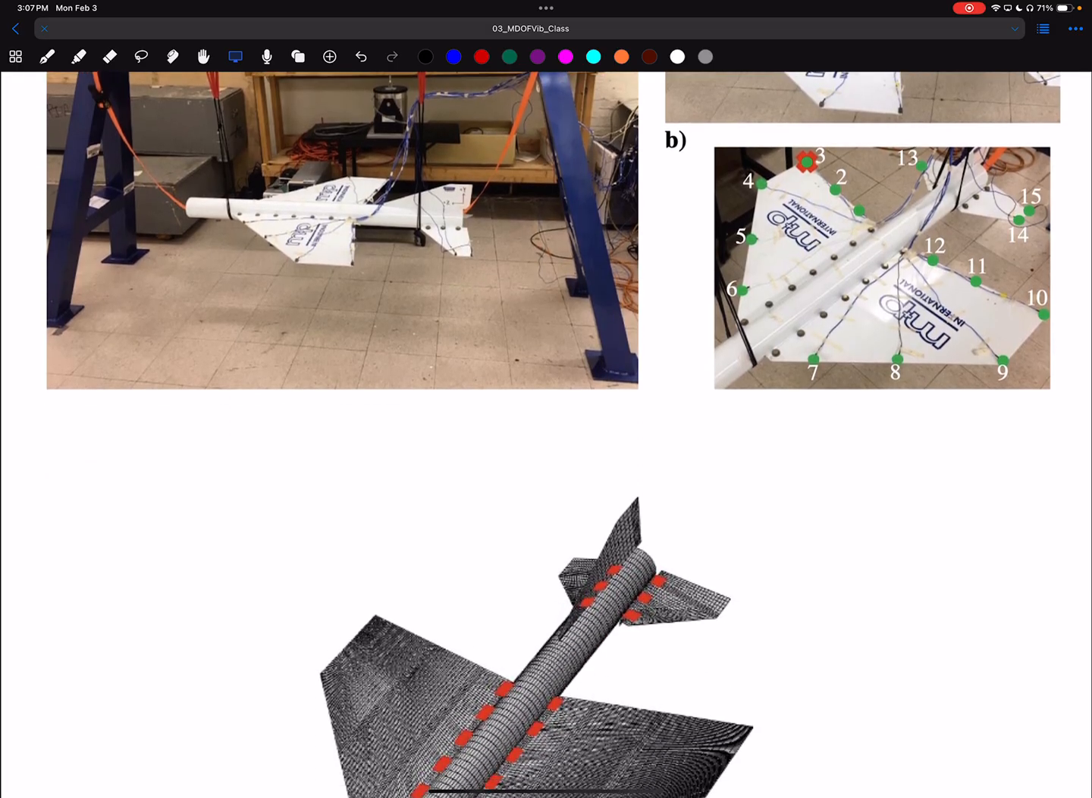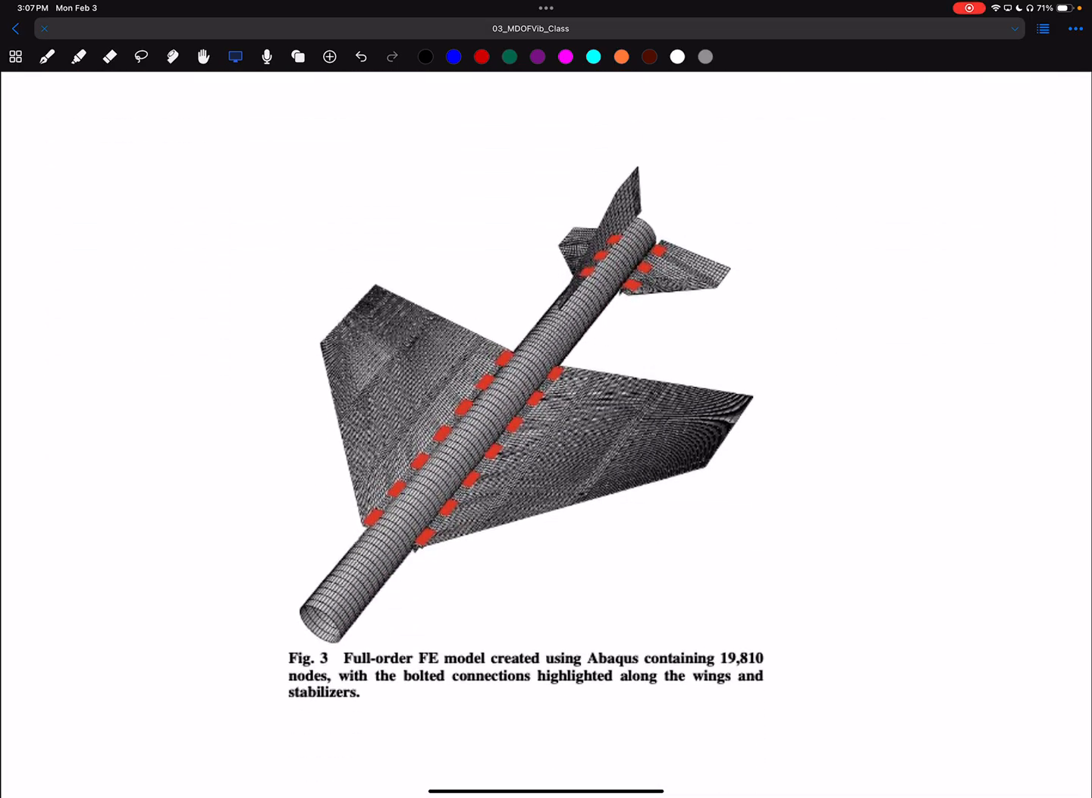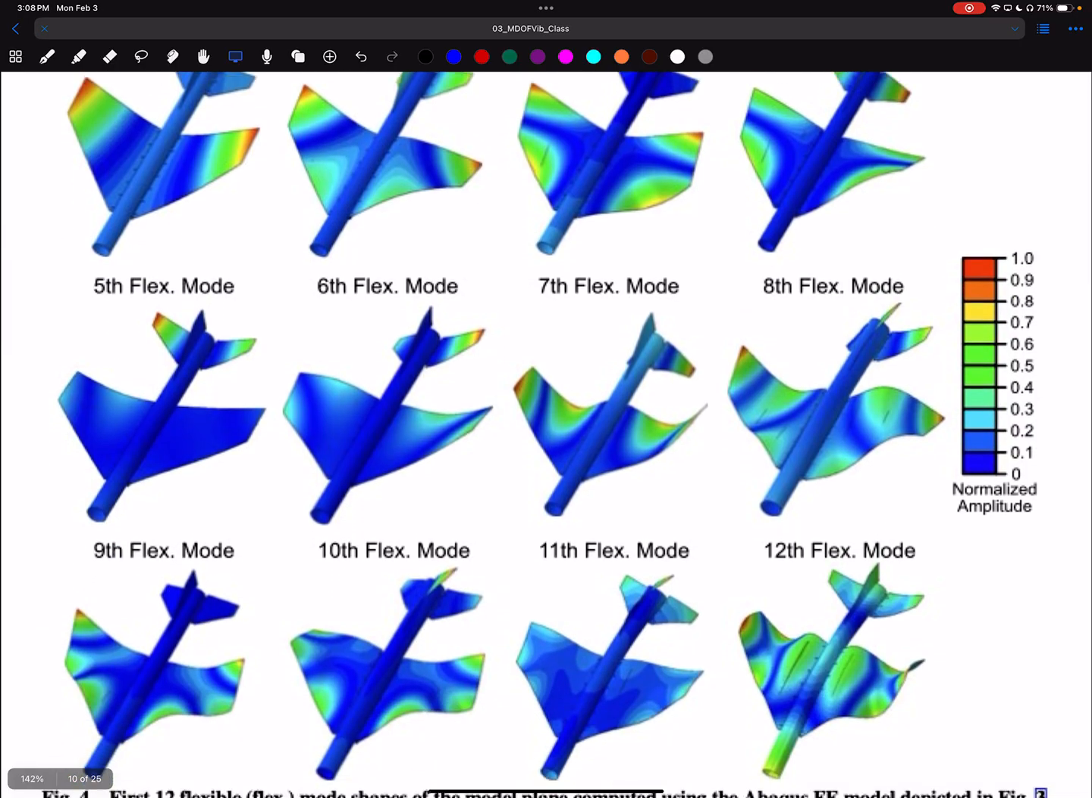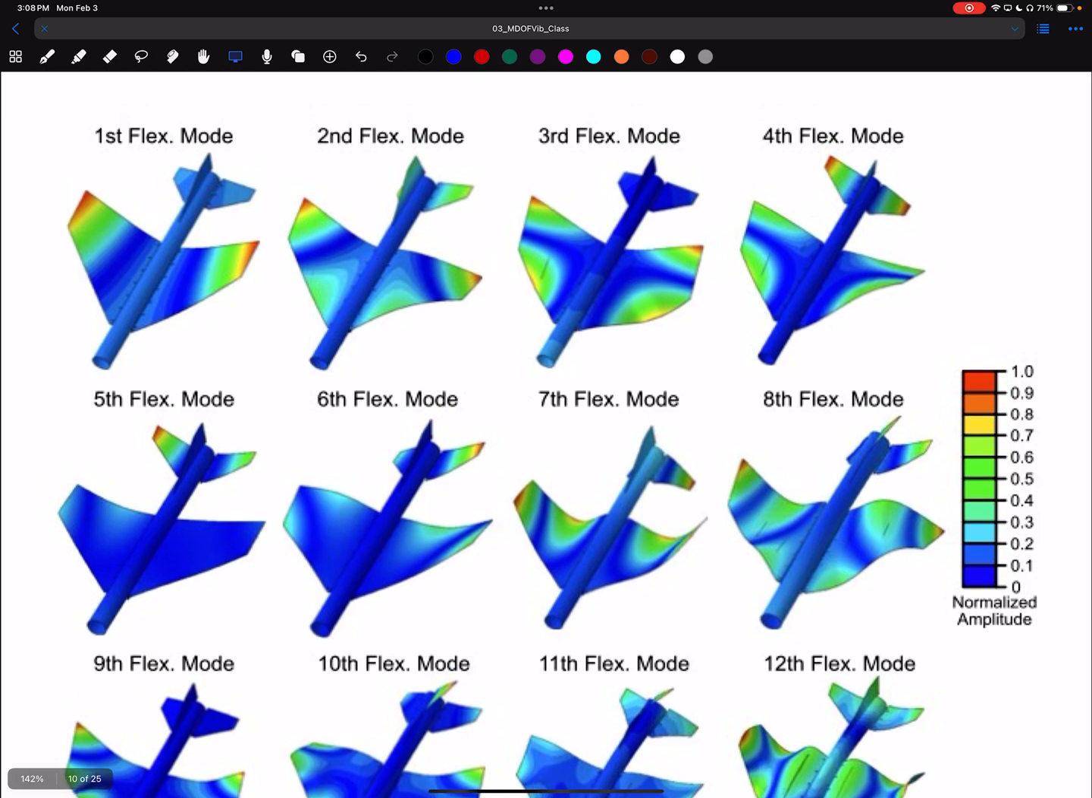We took this system and built what's known as a finite element model, shown here. You basically discretize it down into little blocks, and then you use those blocks as a way to compute the equations of motion and then use that to find the mode shapes. I think I have 12 flexible mode shapes here. In general, there are an infinite number of these mode shapes. For that particular system, they would be 19,810 times 6, because that's how many degrees of freedom there were. But in general, we really only care about the first few flexible modes.